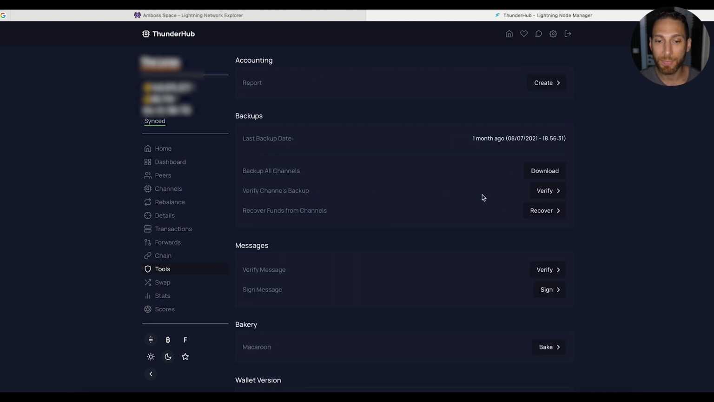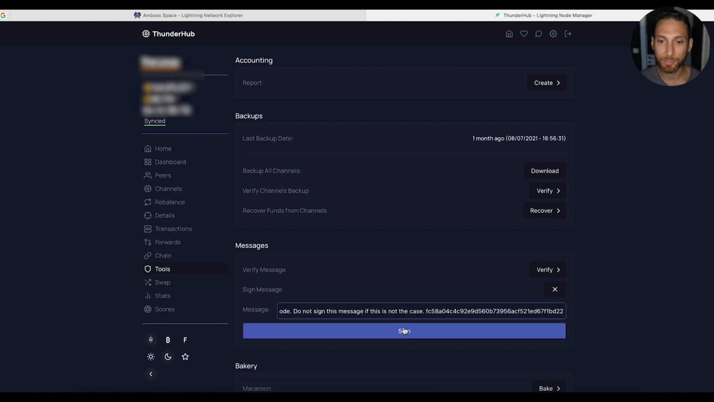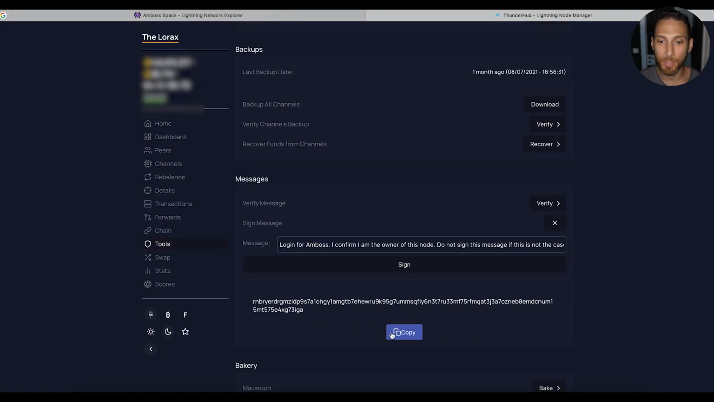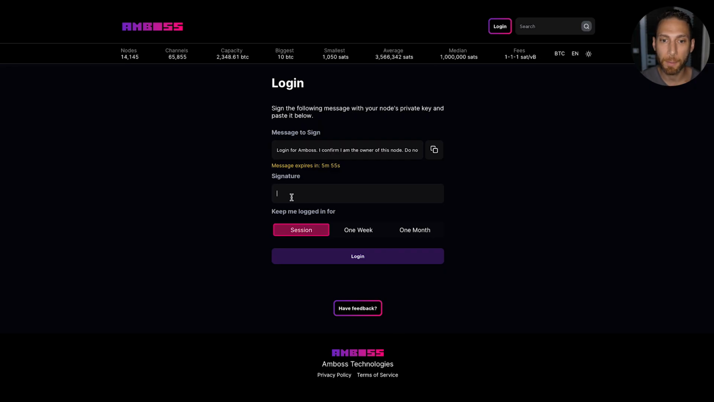Simply go to Tools and click Sign Message. You then paste that message in, and hit sign. And that's it. You take that, copy it, move back, and paste here. You can then decide if you want to keep this session open for 1 session, 1 week, or 1 month, and hit log in. Once you hit log in, boom, you have claimed your node, and you now have the ability to completely edit all of the details, add favorites, and that session will stay in the browser that you are in with a cookie so that you don't have to log in for an entire month, which is pretty cool and pretty valuable.